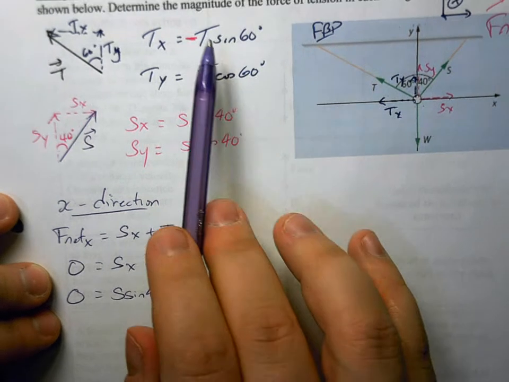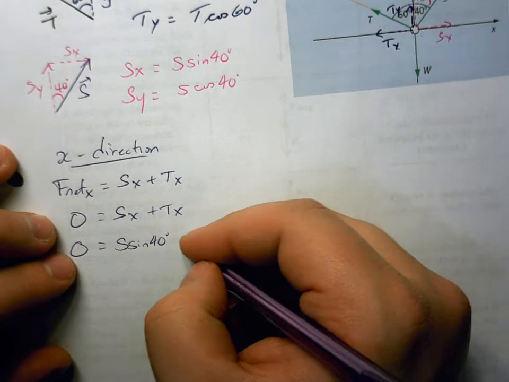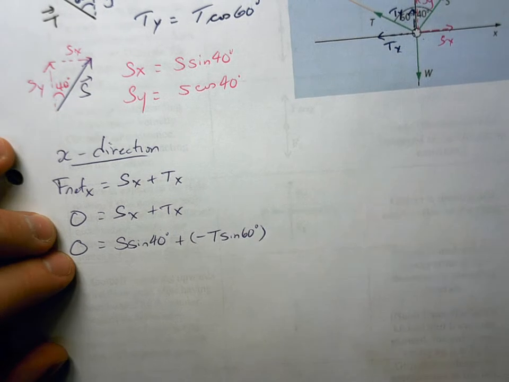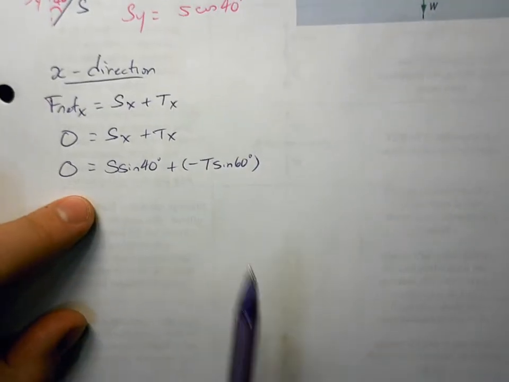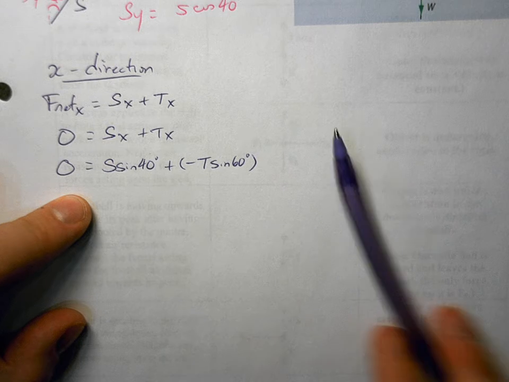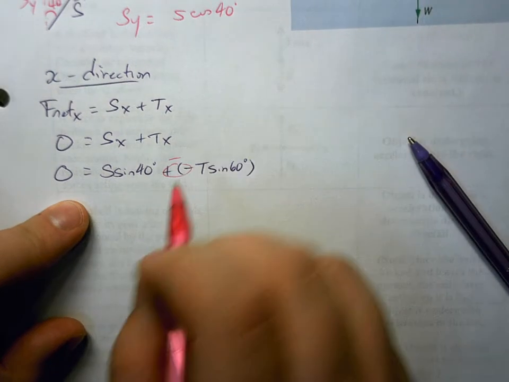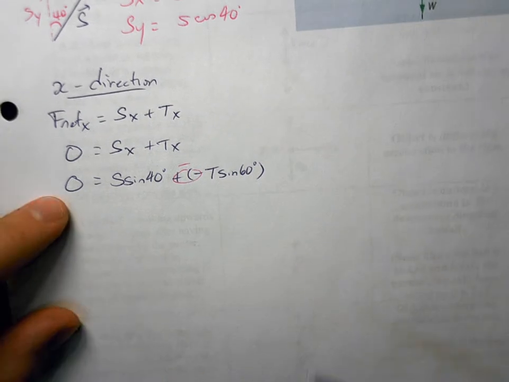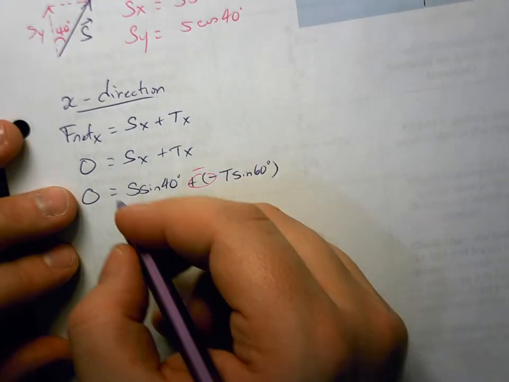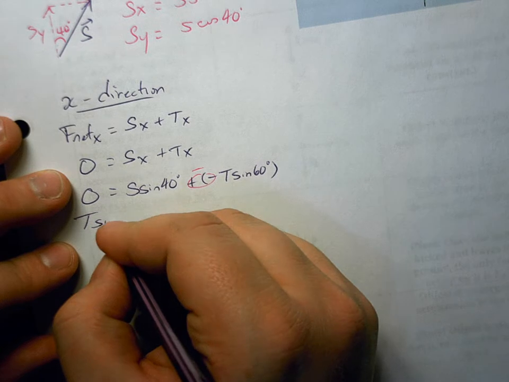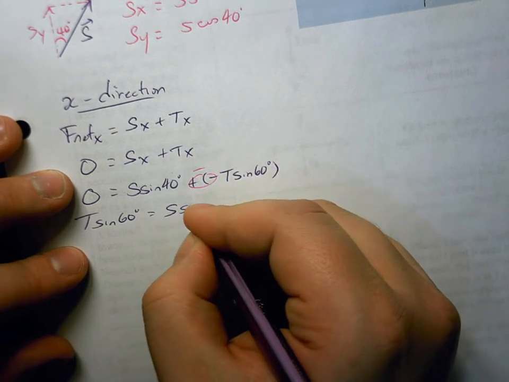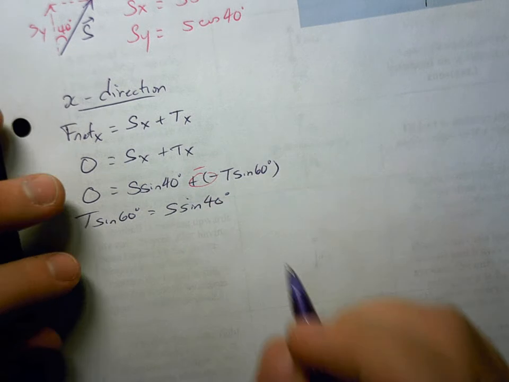Instead of tx, I can add the negative of t sine 60 degrees. Plus minus is just the same thing as minus. So this is really s sine 40 minus t sine 60. So I'm going to dump the t sine 60 to the other side, and I get t sine of 60 degrees equals s sine of 40 degrees.